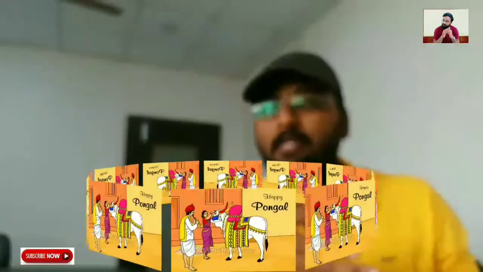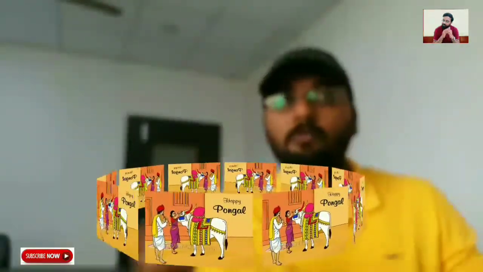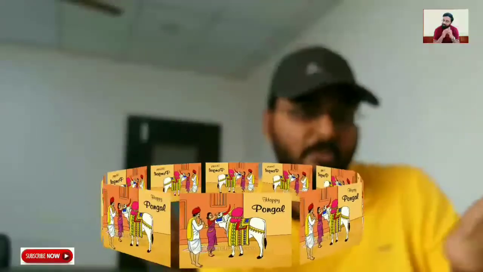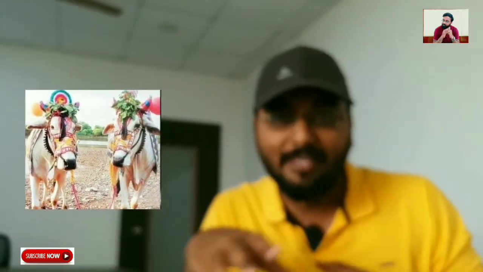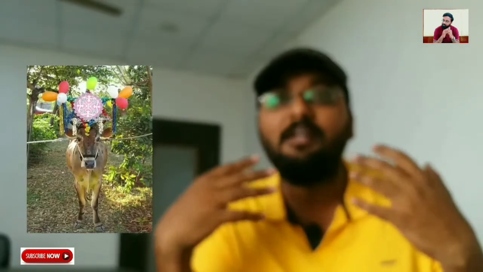On that particular day, one person will take the cow and go to every house. I don't know whether it is happening right now in the cities. I'm pretty sure it is not happening in cities. Maybe in villages it is still going on. So it is a tradition. They take the cow to every house, and according to the instrumental sounds they make, the cow dances. The cow dances in the sense that it doesn't dance with its legs, but with its head movement.